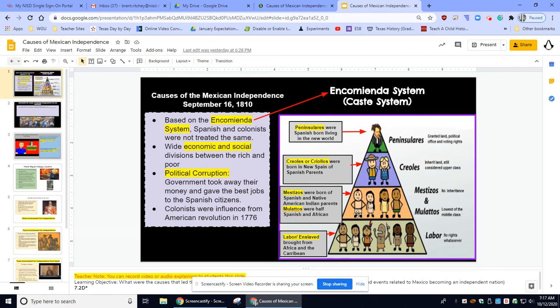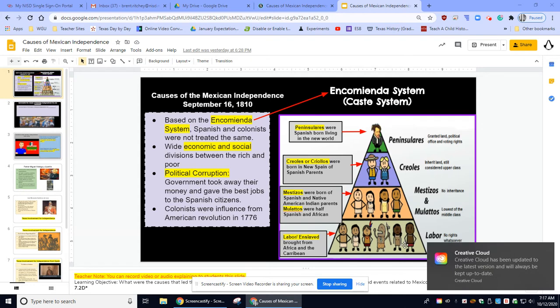The mestizos were born of Spanish and Native American Indian parents, so they were of mixed race. They were half Spanish, and then mulattoes were half Spanish and half African. There was no inheritance for the mestizos, and the mulattoes were the lowest of the middle class. So the mestizos were actually above the mulattoes. And then you had the labor and enslaved group. They were brought from Africa or the Caribbean. They were the slaves. They were treated poorly.